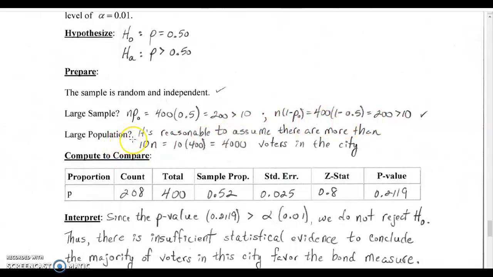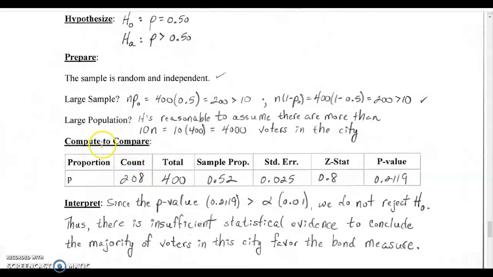And is it a large population? I would say it's reasonable to assume that there are more than 10n, which is 4,000 voters in the city, because we did a sample size of 400, so there just has to be more than 4,000 voters in that city. So if I let StatCrunch do all this, this is what I get.